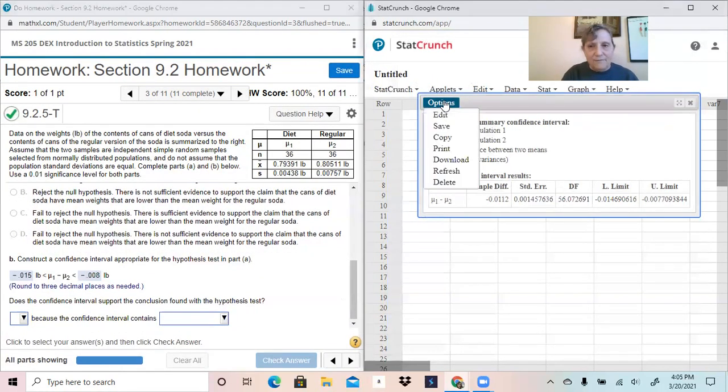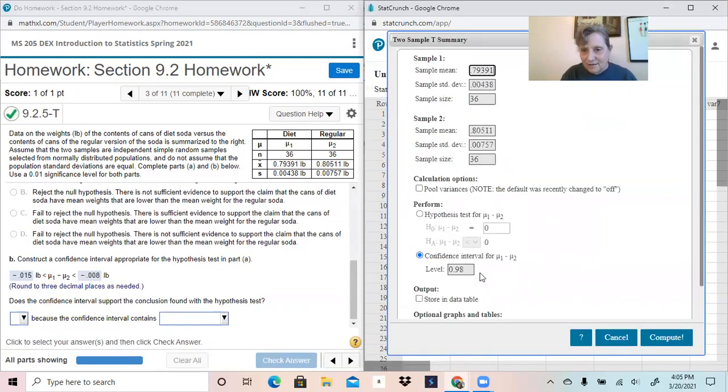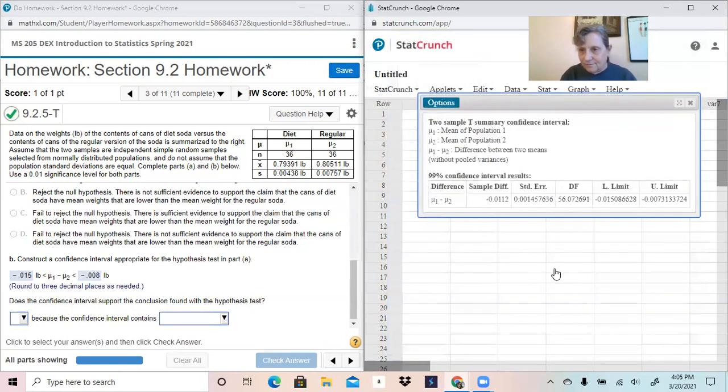Notice that if I had left this at 99, would it have made a difference in this case? The upper limit would have been off. So it would have made a difference.